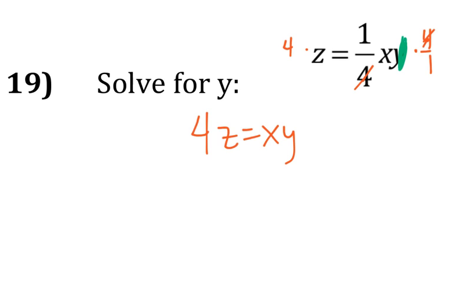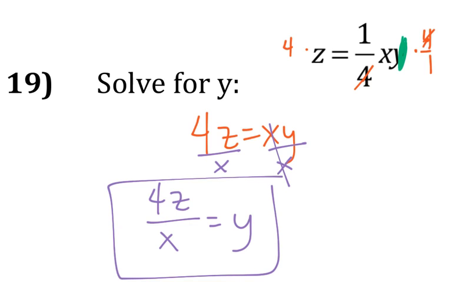Okay, then we are going to get rid of the x. So it says x times y, so I'm going to divide by x. So 4z divided by x equals y, and that is your answer.